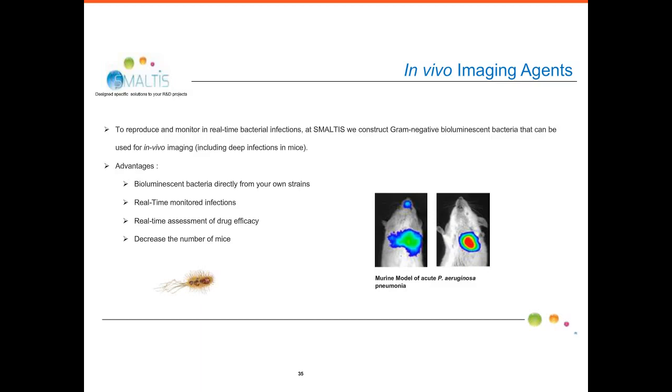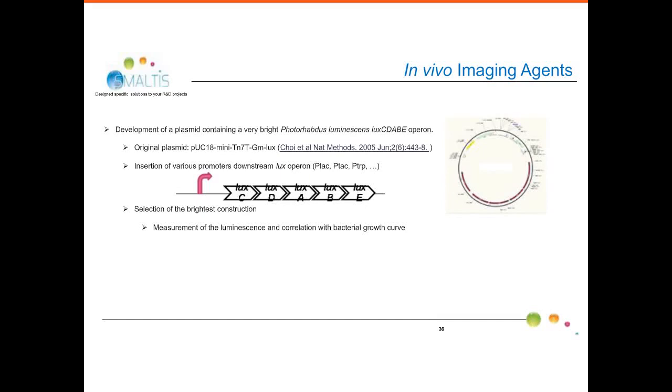To do this, by using our molecular biology tools, we have constructed our gram-negative luminescent bacteria, and the advantage is that these strains can be constructed directly from your own strains. Their luminescence is sufficient to monitor infection in mice, and so to assess the drug efficacy of anti-infective molecules in real time. And finally, because you don't have to sacrifice your animals in order to measure the bacterial infection, you can reduce the number of animals in your in vivo study. So I'm going to show you how we have developed these tools.